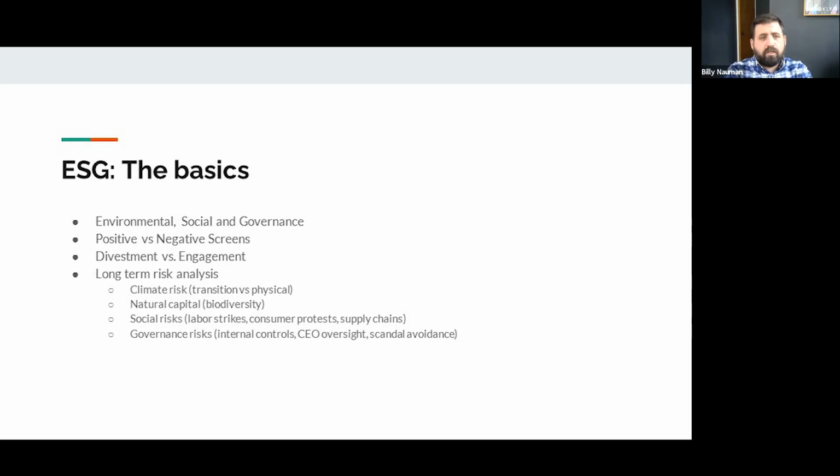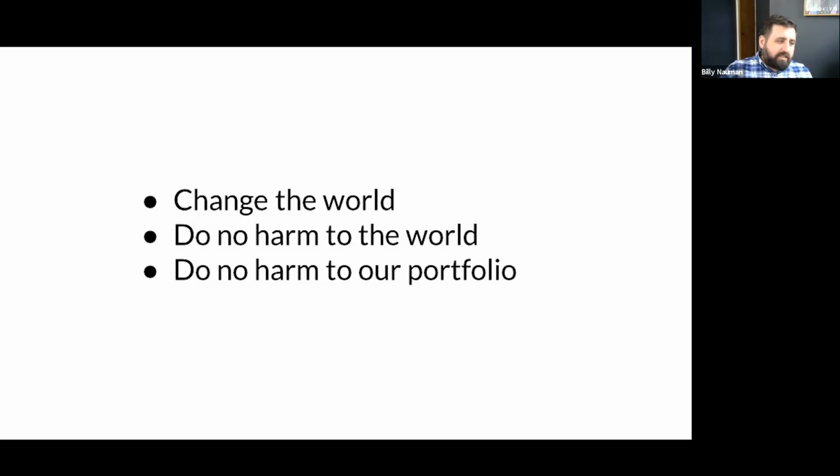And governance risks, the G in ESG, is often overlooked, unfairly so, because it's as important as the other two, if not more so. It's all about internal controls, CEO oversight, thinking about scandal avoidance, thinking about whether companies have the governance structures in place to avoid massive blowups, like a company like Wirecard. So that's kind of the basics.